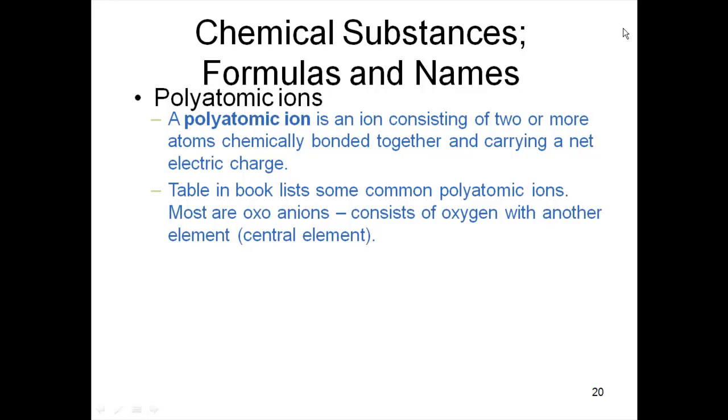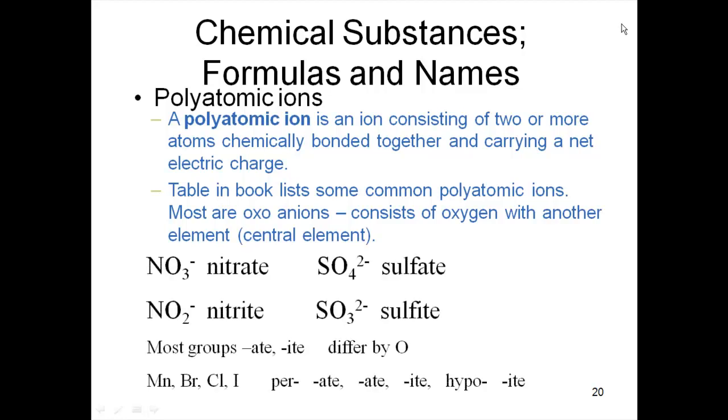Most of them are oxyanions. That means it consists of oxygen with another element being the central element. Examples, nitrate and sulfate here. The reason I'm putting these up is I want you to look at them to see the difference and help you in memorizing. What do you notice is the difference between NO3- and NO2-? Well, they're the same charge, the same number of nitrogens. The major difference is the number of oxygens. So if you memorize the -ates, NO3-, I know nitrite is one less oxygen.